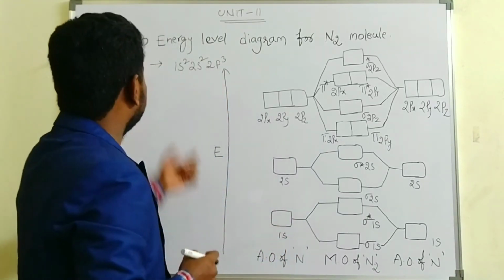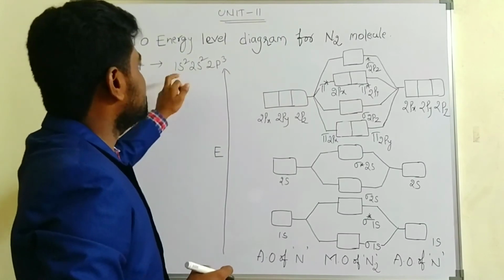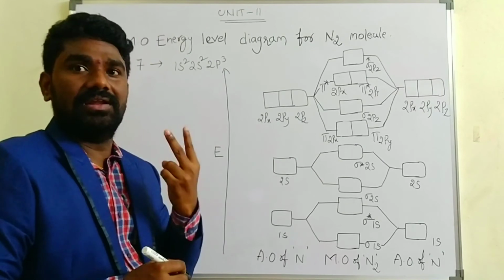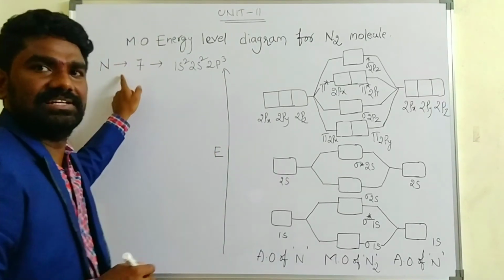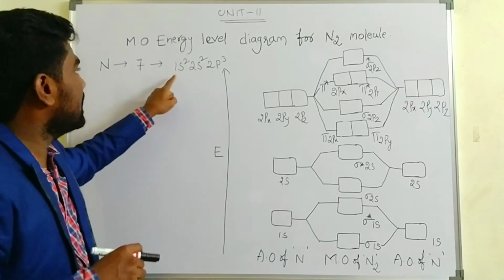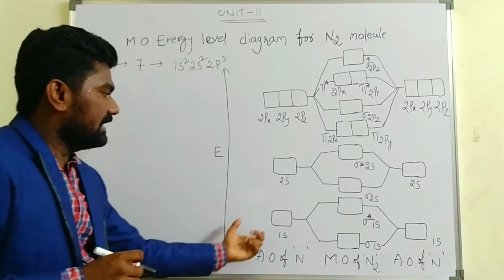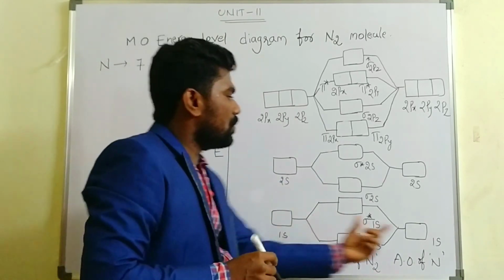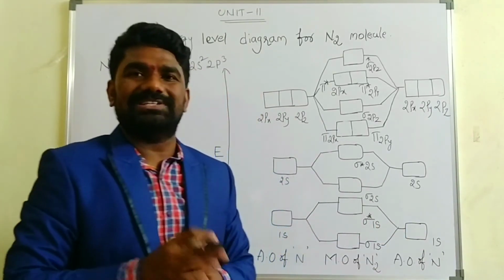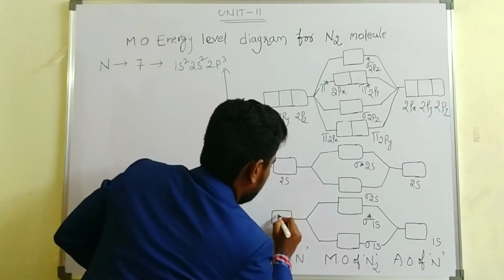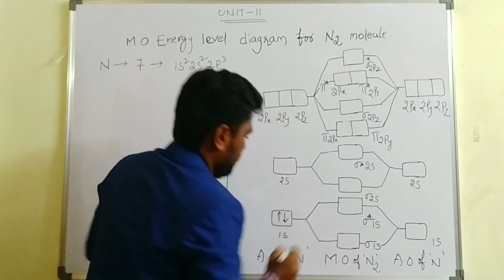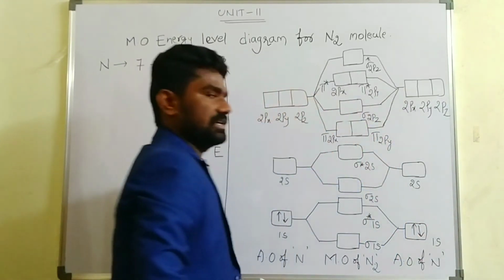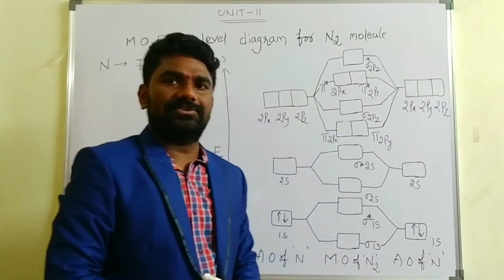Yeah, observe here. The nitrogen electronic configuration is 1s2, 2s2, 2p3. In the 1s we have 2 electrons for one nitrogen atom, isn't it? Here we are going to use 2 nitrogen atoms. So 1s2, 1s2, in total they are going to participate with 4 electrons, isn't it? 1s2 from one nitrogen atom and 1s2 from the other nitrogen atom. In total we have 4 electrons here.